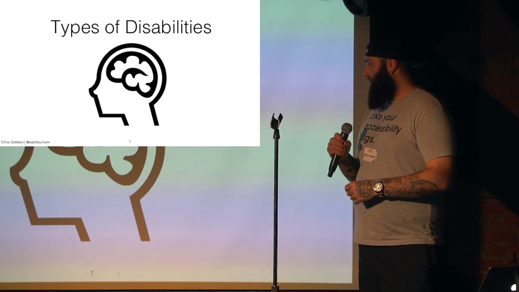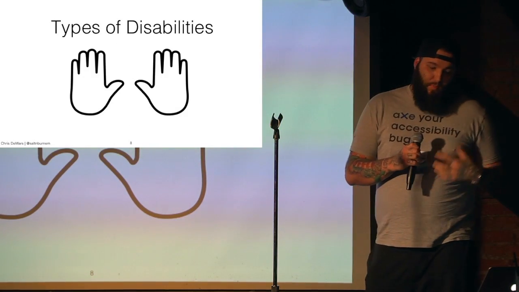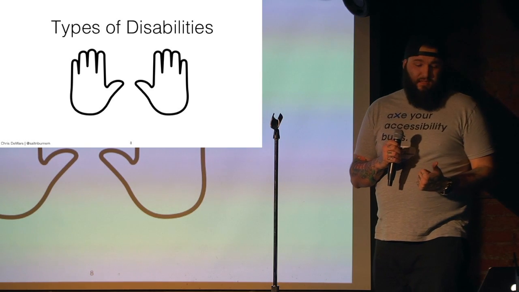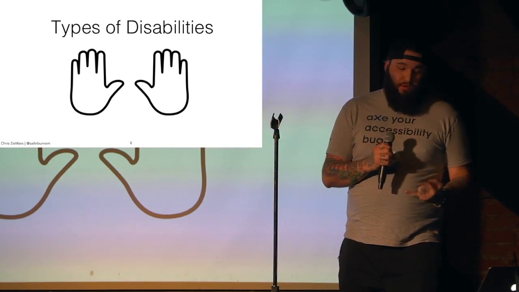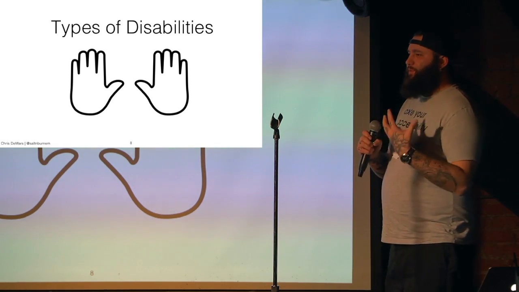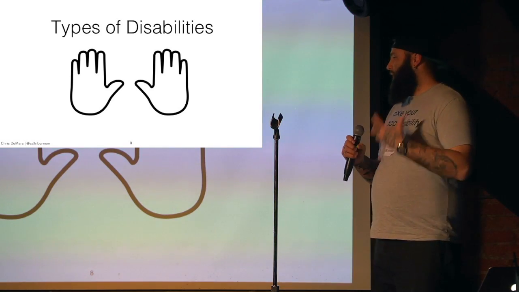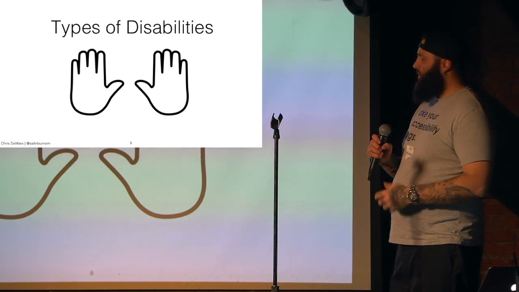And then we have mobility. Mobility disabilities: cerebral palsy, arthritis, stroke, muscular dystrophy, multiple sclerosis, and any type of spinal cord injuries that can be associated with being able to use your hands or your fingers.